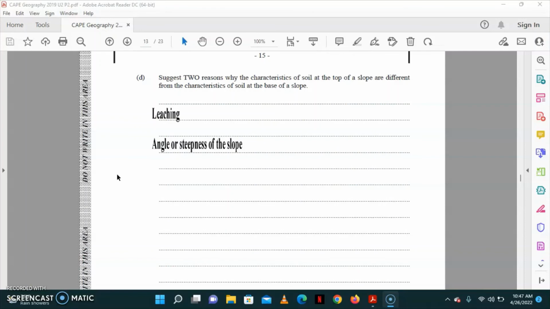The top of the slope is usually fully aerated while the base of the slope is waterlogged. The top of the slope is often infertile due to leaching while the base is fertile due to the accumulation of leached material. Now, once you were able to answer these 4 questions, then 30 marks should be yours.